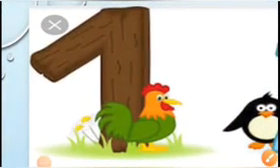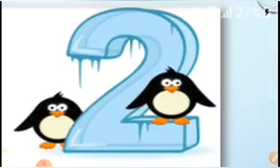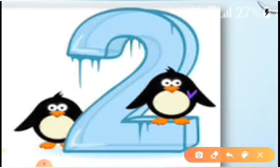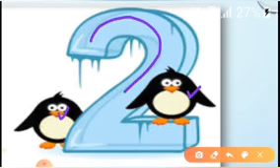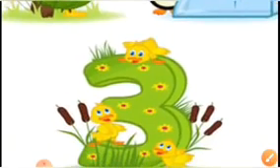Look, how many peacocks are here? One peacock. Which number comes after number one? Number two. And here are two penguins. Let's count. One, two, two penguins. Which number comes after number two?